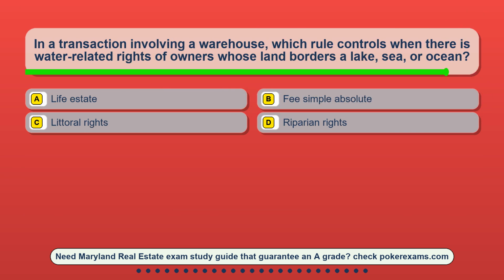Question 3. In a transaction involving a warehouse, which rule controls when there is water-related rights of owners whose land borders a lake, sea, or ocean? Option A, life estate. Option B, fee simple absolute. Option C, littoral rights. Option D, riparian rights.